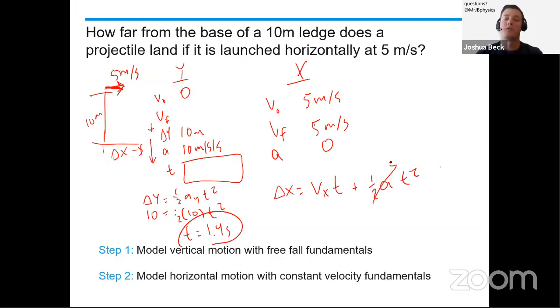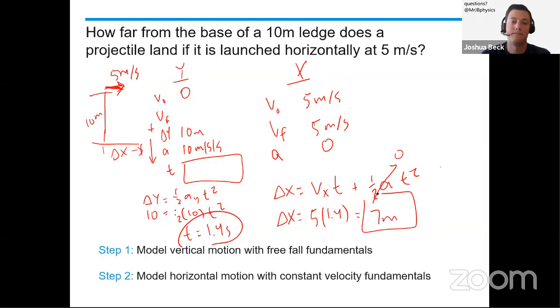Now, a lot of times people put an x acceleration of 9.8, but horizontally there is no acceleration. So this delta x just simply becomes 5 meters per second times the time that it takes to fall. So this is going to get me 7 meters. That's going to be my range.